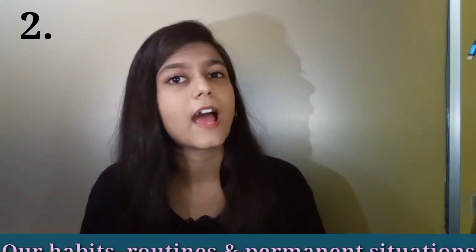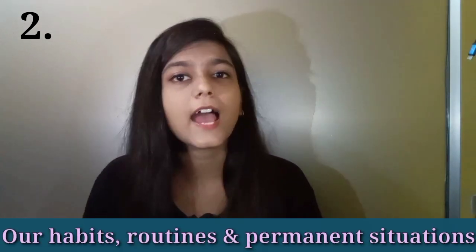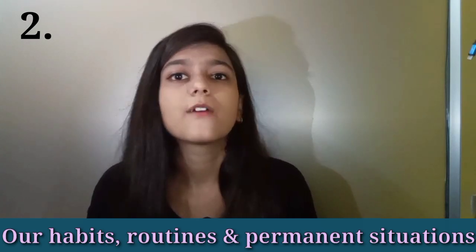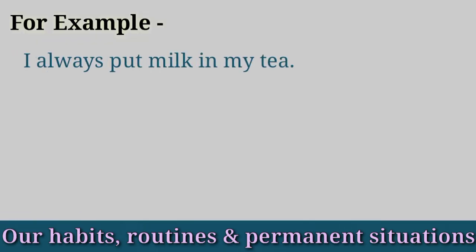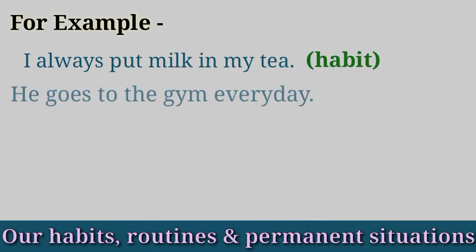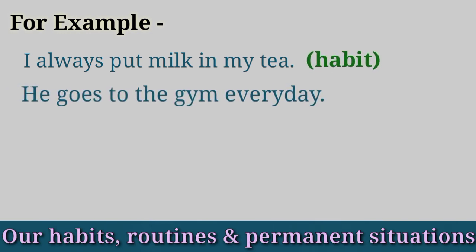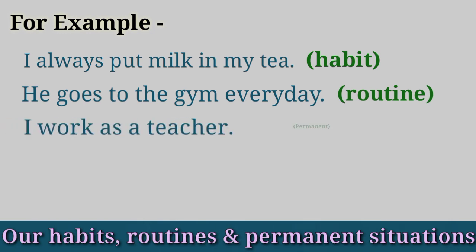Other things that do not often change are habits, routines, and permanent situations. For example, I always put milk in my tea. That is my habit. He goes to the gym every day. It's his routine. I work as a teacher. It's my permanent job. Before we continue, let's talk about negative and question sentences.